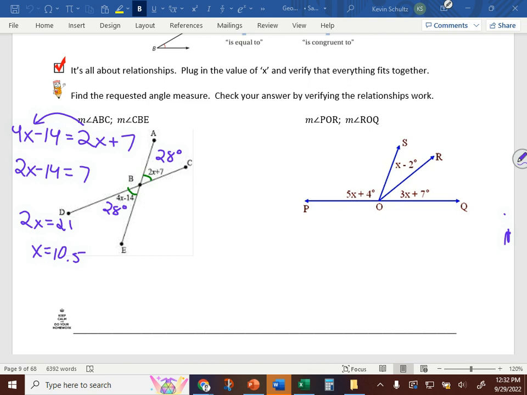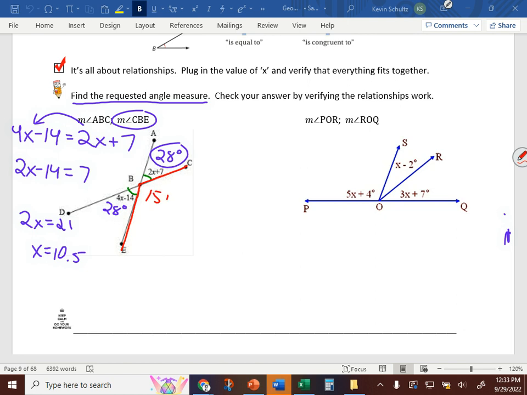Otherwise, the answer is x. Well, actually, to be fair, it does say find the requested angle measure. So if you left it at 10.5, it would not be correct because 10.5 isn't the angle measure. You should go back and plug this in there. I also ask you for CBE, which is this angle here. What's the measure of angle CBE, Aiden? 152, because you subtract 28 from 180.